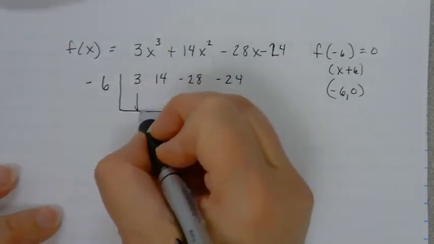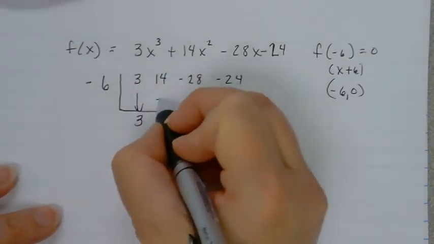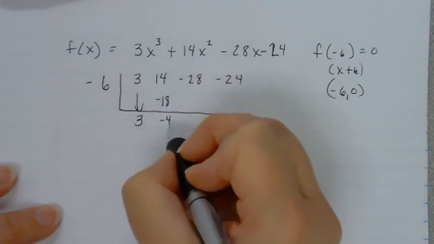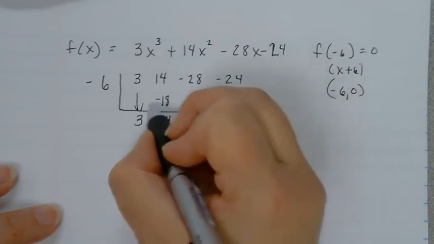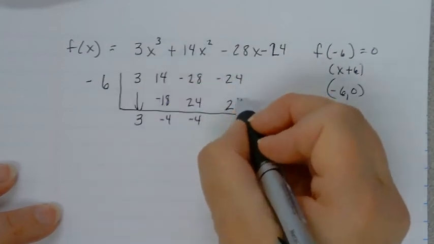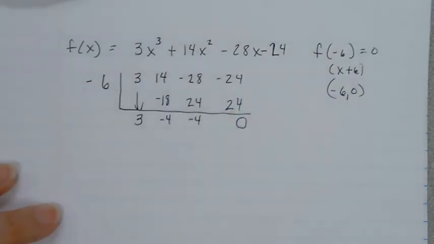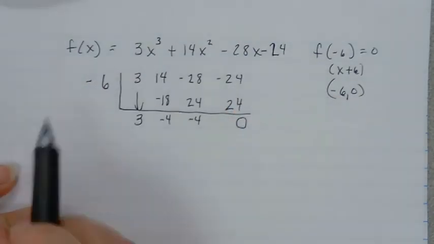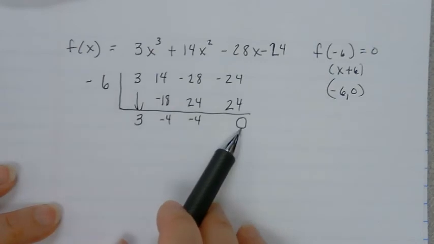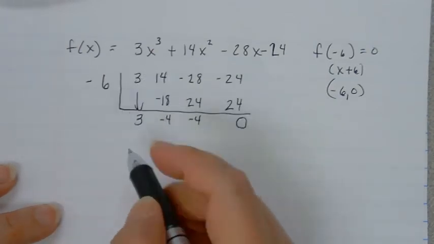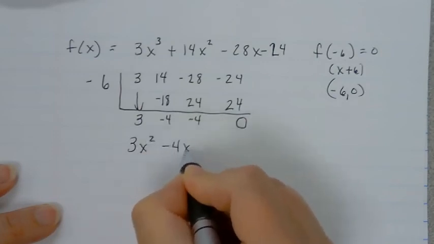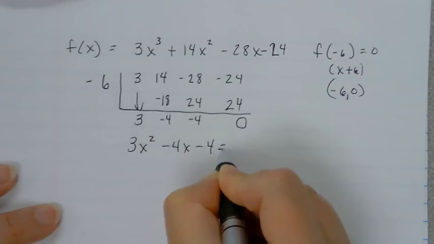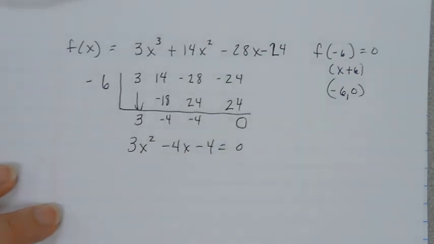Let's bring down our first term. Multiply, add, multiply, add, and multiply. And this is good. Negative 24, positive 24 is 0. So input negative 6, output 0. So since this was x to the third, what I have left is 3x squared minus 4x minus 4 equals 0. So I want to see if I can find the other two zeros from this.